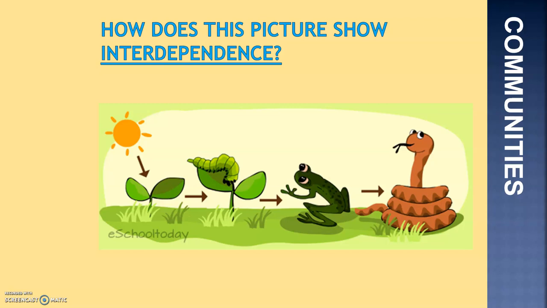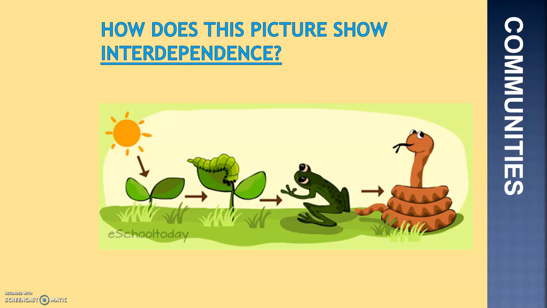Now let's look at it again. We've got the caterpillar. The caterpillar eats the plant. Actually, let's start from the plant. The plant gains its energy from the sun. Now the caterpillar feeds on the plant to survive. Now the frog feeds on the caterpillar, probably a bit on the plant as well. And interesting enough, the snake feeds on the frog. So can you see the chain of dependency? The snake depends on the frog, which depends on the caterpillar, which depends on the plant, and the plant depends on the sun.